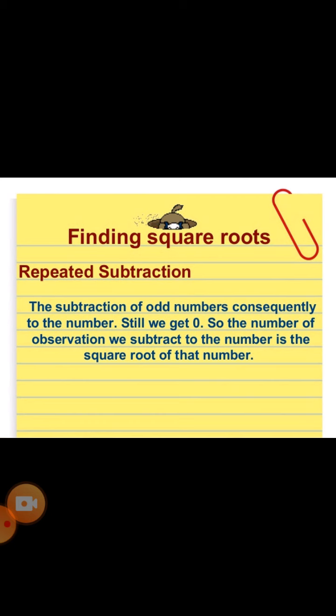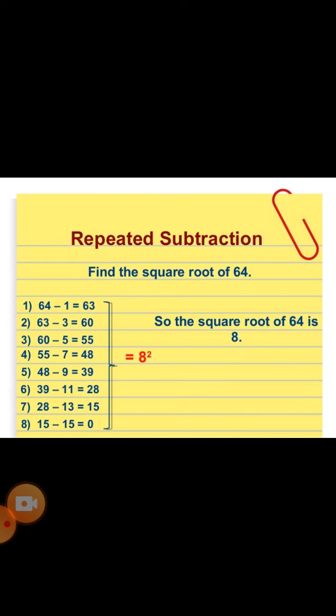Finding square roots, repeated subtraction. Subtract consecutive odd numbers from the number till we get 0. The number of subtractions we make is the square root of that number. Repeated subtraction: find the square root of 64. The square root of 64 is equal to 8. From the number 64, we subtract the odd numbers one after another, and in the last we get 0.